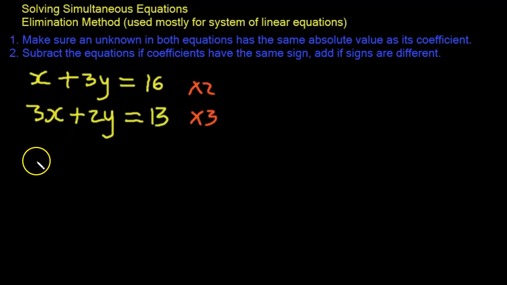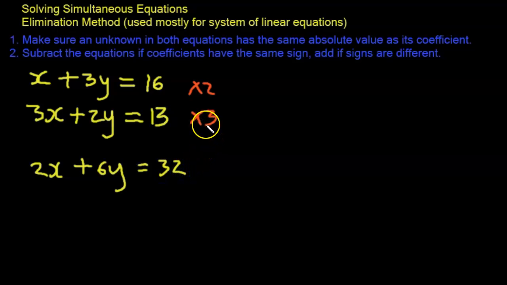Alright, so 2 times x, I'll give a little space for the new pair of equations. So 2 times x, that's 2x. 2 times 3y, that's 6y. And 2 times 16, that's 32, right?